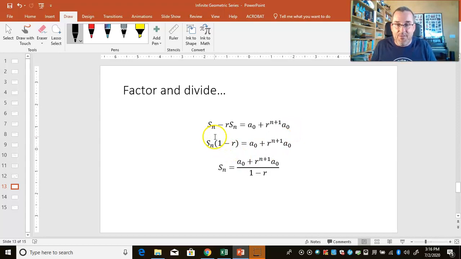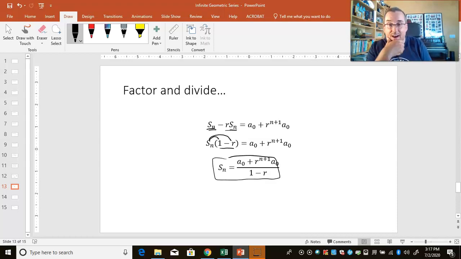But now watch this. If the goal is to get a formula for S sub n, then look, I can factor out S sub n. And when I do, I'm left with 1 minus r. Notice, S sub n times 1 is S sub n. S sub n times r is r times S sub n. So I factor out the S sub n and divide by 1 minus r, and there we go. I now have a nifty little formula that'll find the sum of the first n terms of a geometric series.